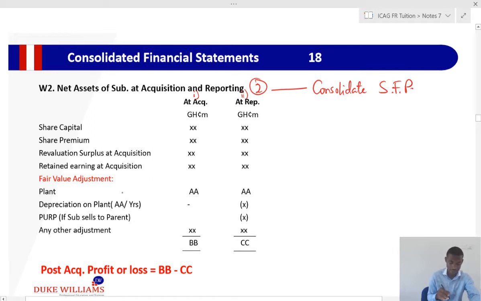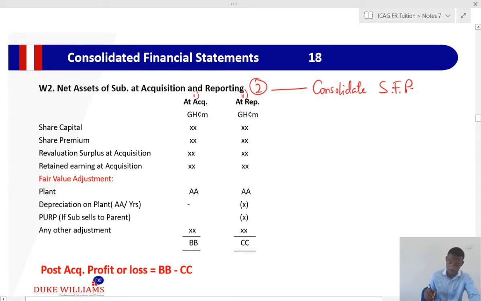Then the fair value adjustment, for instance, where we have a plant which is above, the value you have here will be the same value you bring here. However, the only other important area is that because we have a reporting date, we have to show the fair value depreciation that arises on the fair value adjustment of the plant. Depending on the number of years since acquisition, we have to show the cumulative or accumulated depreciation on that. So if it is only 1 year since acquisition, we have to show the full year depreciation so that we can have the net asset at reporting, which is a reduction from the profit.